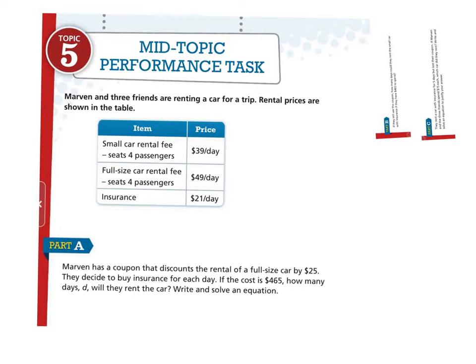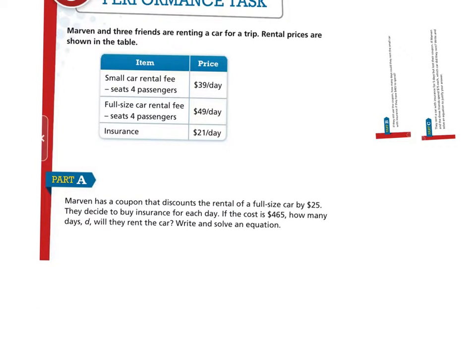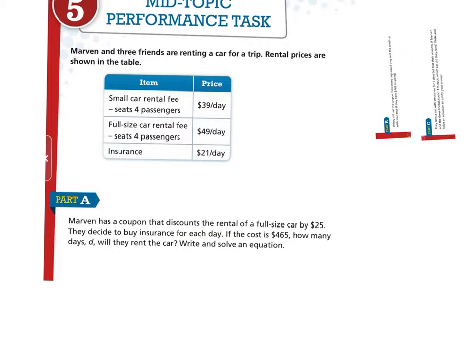Look at page 272. Marvin and 3 friends are renting a car for a trip. Rental prices are shown. Marvin has a coupon that discounts the rental of a full-size car by $25. They decide to buy insurance for each day. Cost is $465. How many days will they rent the car? Write and solve an equation.